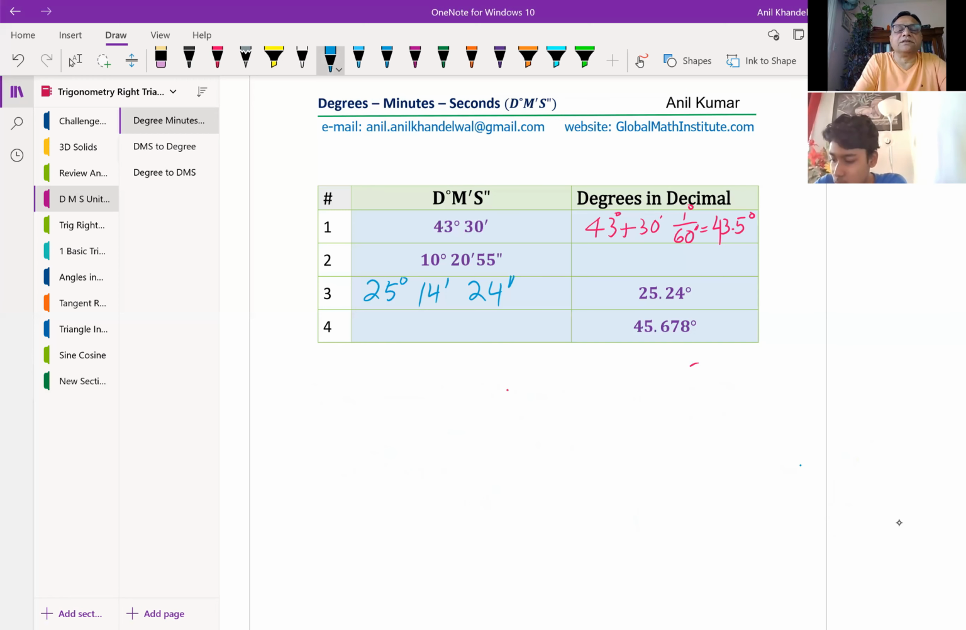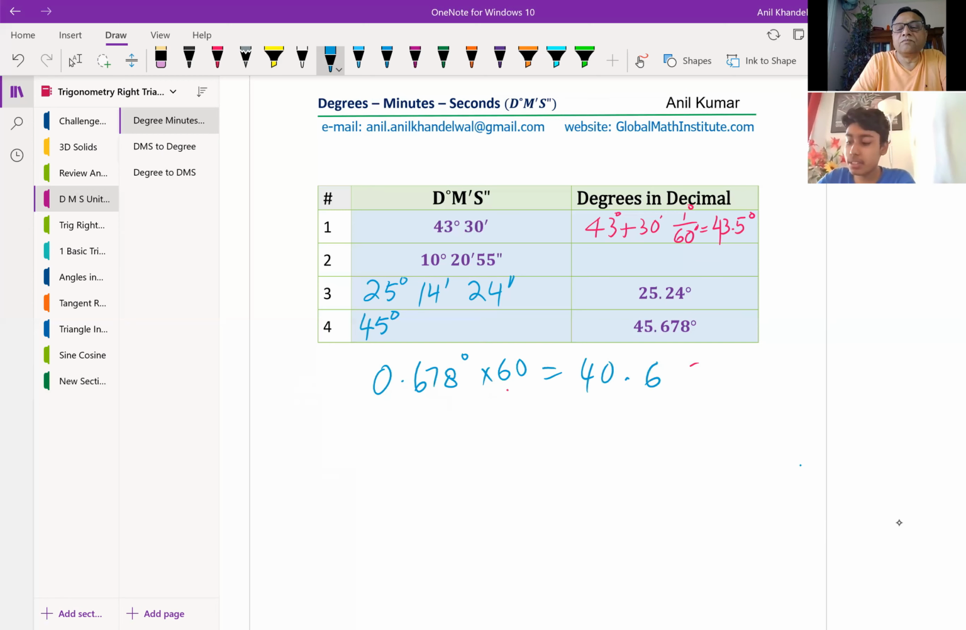So as far as degrees is concerned, we know it is 45. So just forget about other things, but write down 45 degrees. Now look into 0.678 degrees, multiply by 60, and tell me what you get. I got 40.68, sir. So write 40 minutes here, and now 0.68, multiply that by 60. Do you see how we are doing it now? Yes, sir.